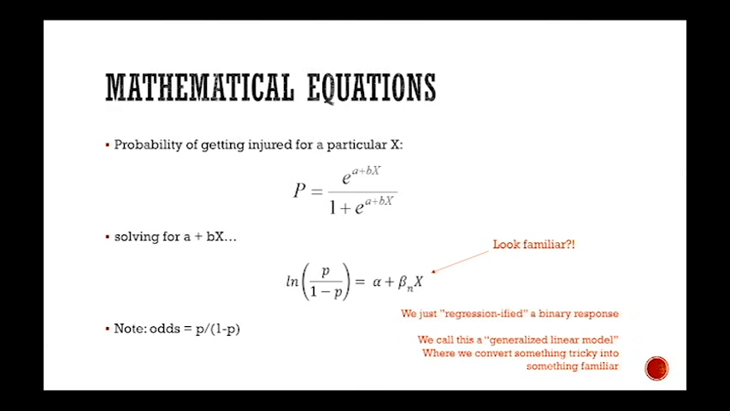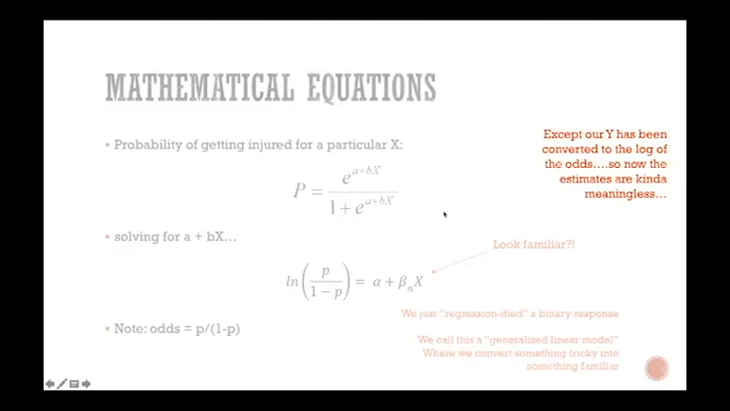What we are doing is we are turning something crazy into something linear so that it's something that we could understand and use. Basically, we're just using the exact same regression theory we've always used, but on a function of the variables, if that makes sense. Except now what has happened is our y has been converted from a 1 and a 0 to the log of the odds. So now the estimates are kind of meaningless. In other words, when you see a slope and an intercept, it tells you what happens on the scale of the log odds, which isn't very intuitive.